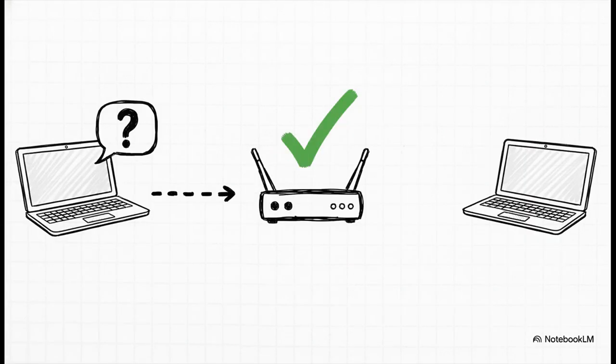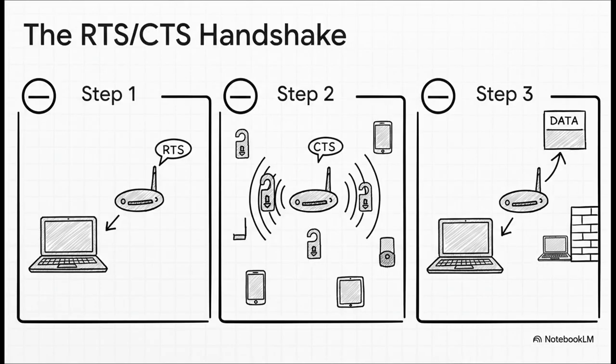So, what's the solution? Well, it's a clever reservation system. Instead of just starting to speak, devices can first ask for permission, which makes sure that everyone else in the area knows to stay quiet for a moment. And this whole reservation happens with a quick two-part handshake. Your laptop sends a tiny little request to send message to the router. The router then broadcasts a loud, clear to send message to everyone in its range. That CTS message is basically a universal do not disturb sign, telling every other device, even the hidden ones, hey, wait your turn. Now the original laptop can send its data completely collision-free.